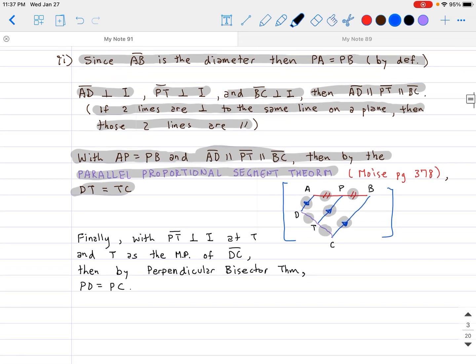All right, so finally we can put it all together. Now that we know that PT is perpendicular to l at T, and T is going to be the midpoint of DC, because at this point we showed that this is going to be congruent to this, and we have the perpendicular PT to DC, then that means that by the perpendicular bisector theorem, this right here, PD, should be equal to this right here, PC. So that is going to be my end of the proof then, okay?